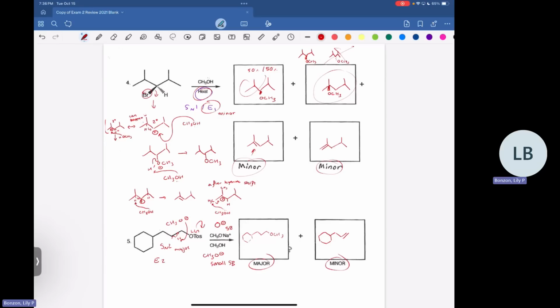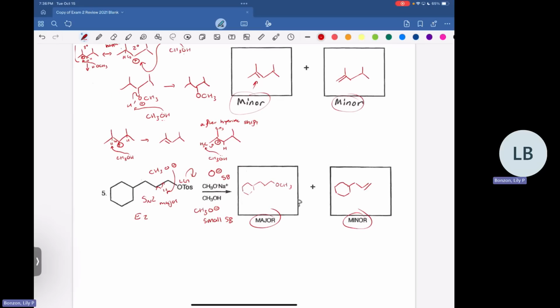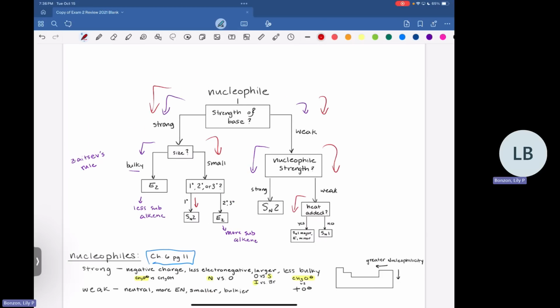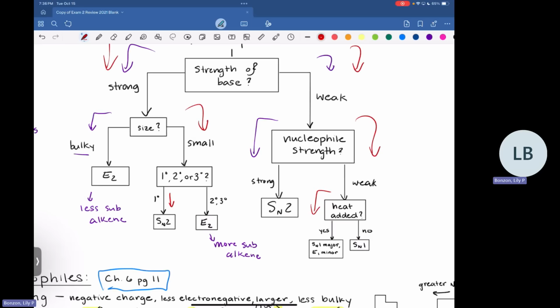So the reason why this one is SN2 major is because we go through our flowchart and we have a strong base because it's O minus. It's a small strong base because it's CH3 O minus. And then the last step for that side of the flowchart is the type of carbon it's attached to. So primary or secondary and tertiary.